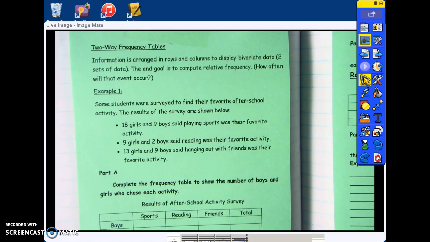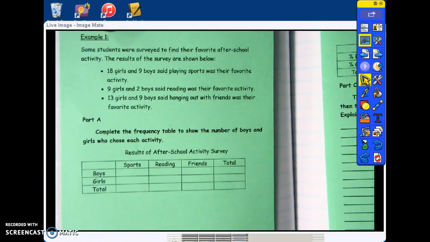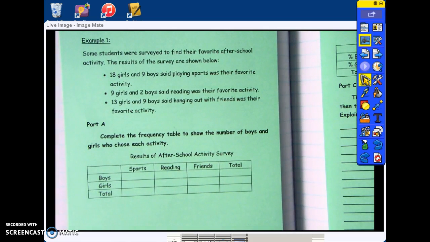Alright, so example 1, some students were surveyed to find their favorite after-school activity. The result of the survey is shown below. 18 girls and 9 boys said playing sports was their favorite activity. 9 girls and 2 boys said reading was their favorite activity. 13 girls and 9 boys said hanging out with their friends was their favorite activity. Part A, complete the frequency table to show the number of boys and girls who chose each activity.